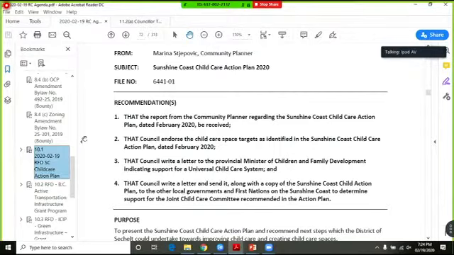I'm happy to endorse them as they are, so I'll move that we adopt them. Okay, so that's that council endorse the childcare space targets as identified in the action plan. That council write a letter to the Provincial Minister of Children and Family Development indicating support for a universal childcare system. We could potentially do that as a group up and down the coast. And that we write a letter and send it along with a copy of this plan to the other local governments and First Nations to determine support for the Joint Child Care Committee recommended in the action plan. So that was moved. Is there somebody who'd like to second that?